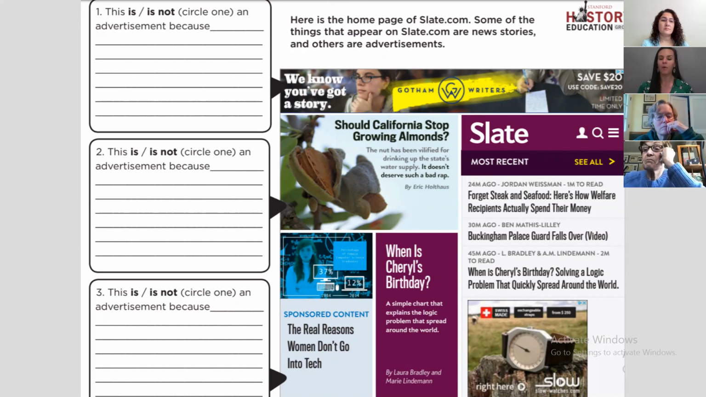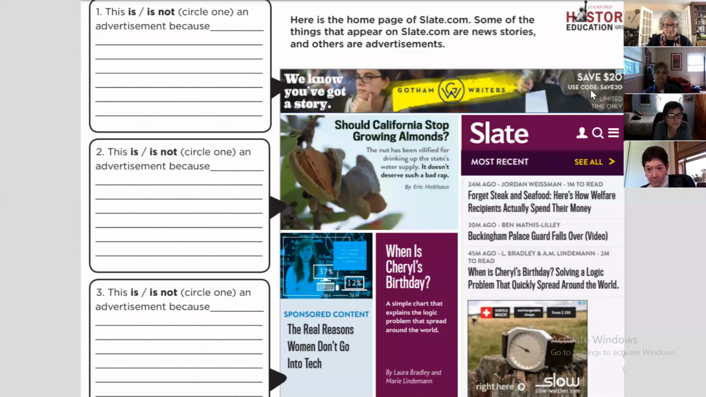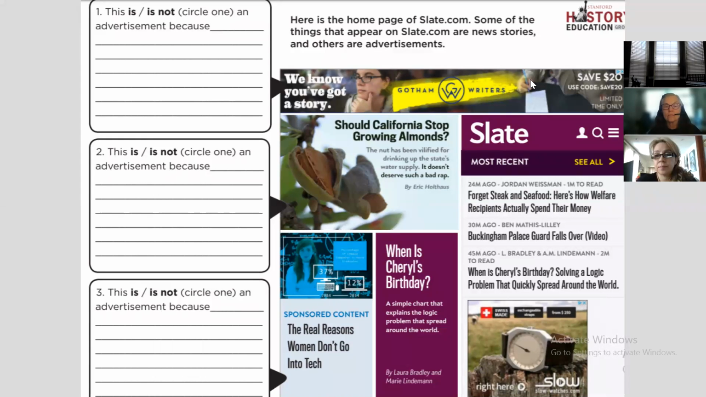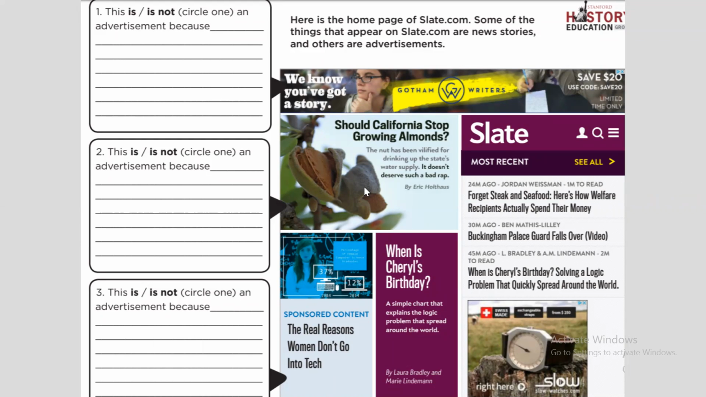For some people, especially people who might not be native to the language, it can be really difficult to discern an advertisement from information. So even just looking at a web page, and it doesn't have to be this one, you might talk with students about what sponsored content means, or when you see "save $20, use this code," realizing this is actually an advertisement versus what the headline of an article might look like.